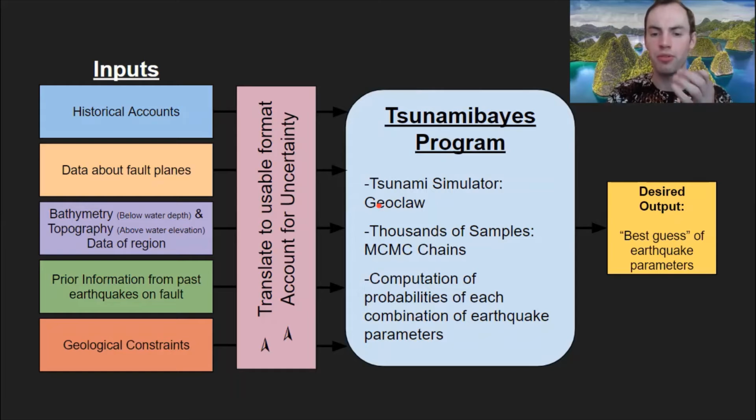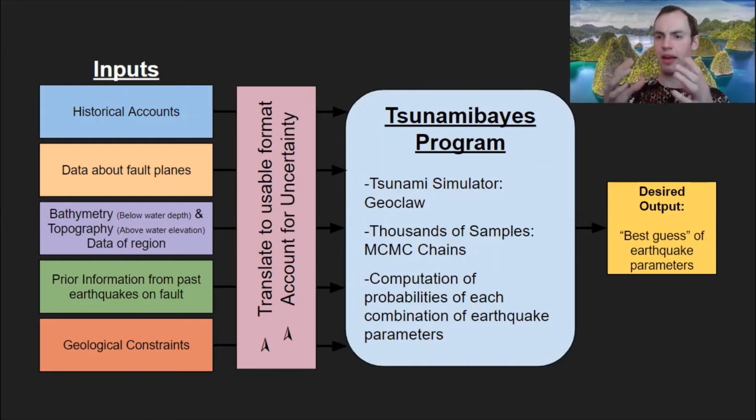It helps us to measure how a certain earthquake disruption causes a wave. How does that wave propagate? It also has a built-in capability to run thousands upon thousands of samples in something that we call MCMC chain. We'll get into more of that later. And it also has the ability to compute probabilities of these combinations of earthquake parameters.